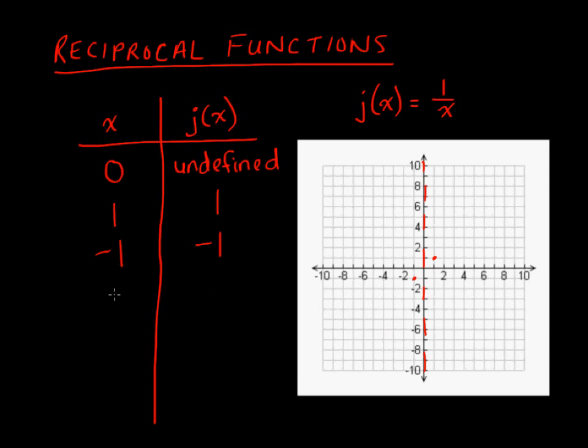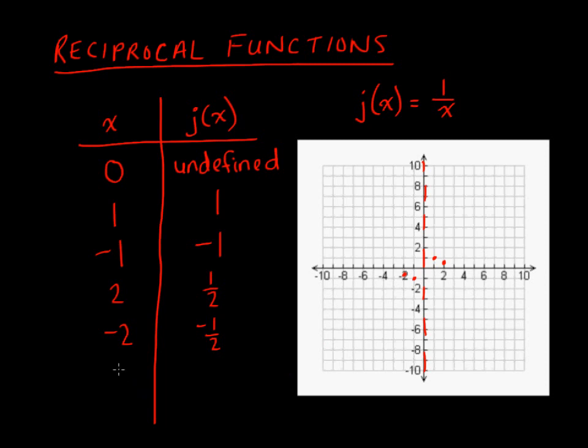Okay. Next one, let's try an x value of 2. What's the function value? 1 over 2, and I'm just going to keep that as a fraction. So for an x value of 2, I have a y value of 1/2, right around here. What about an x value of negative 2? So 1 over negative 2, that's going to be negative 1/2. And so I've got a point at (-2, -1/2), right about here.